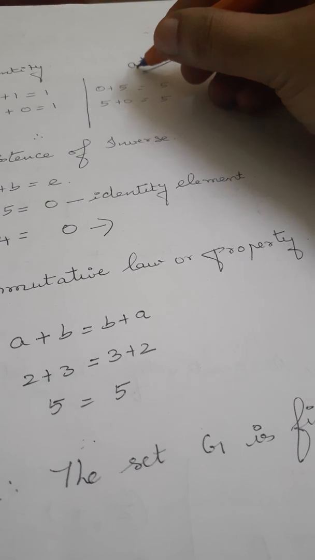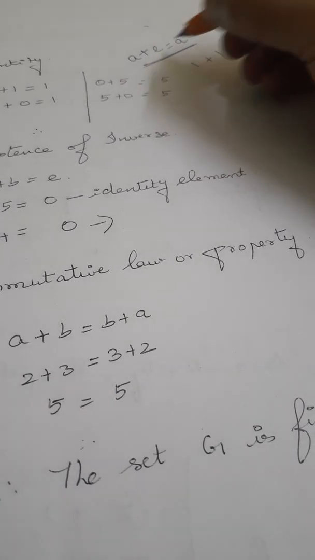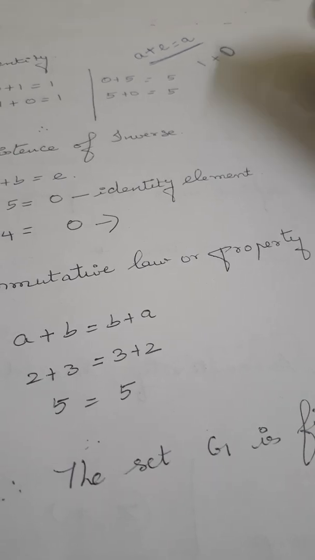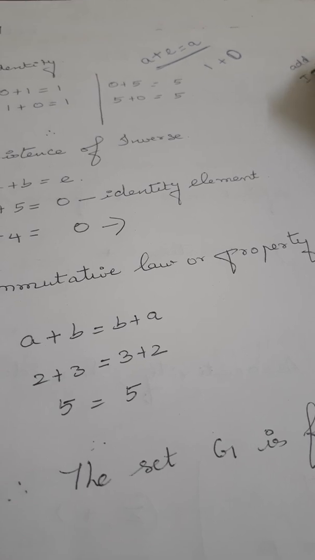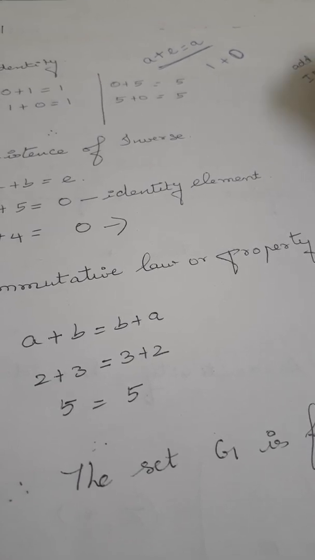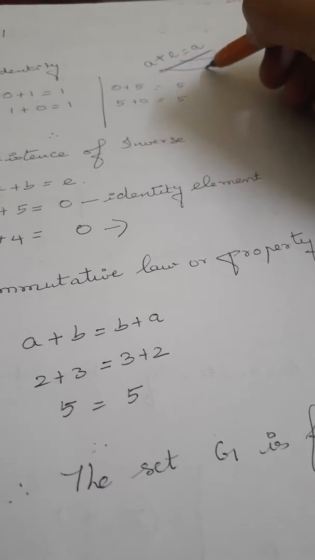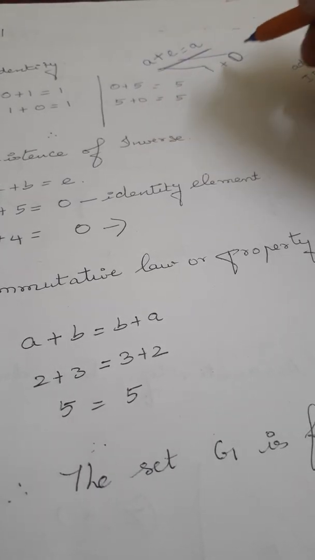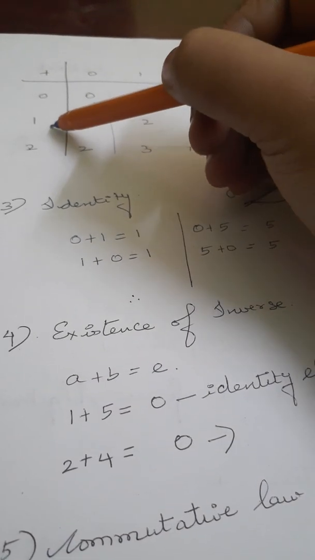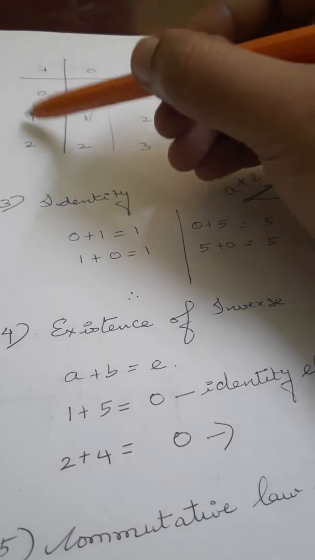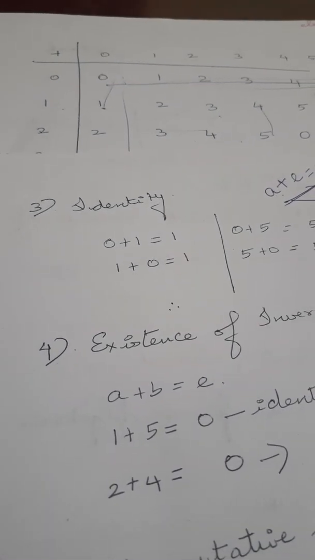So I can take any A value. Here I am taking 1. Okay. Sorry, for addition my identity value is 0, right? For addition my identity element is what? 0. Okay. So E should be 0. I can take any element. Here I am taking A is equal to 1. Okay. So 1 plus 0. See here the table. 1 plus 0 is what? 1. Okay, it is clear.